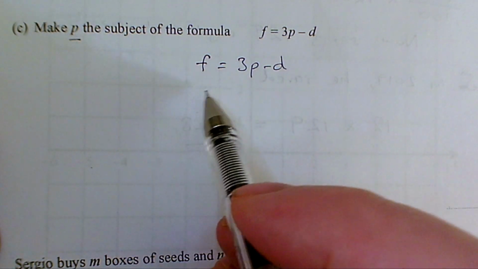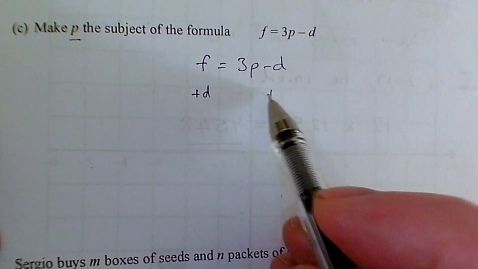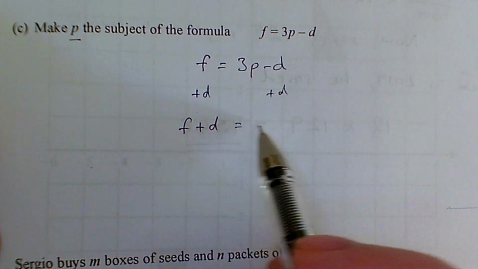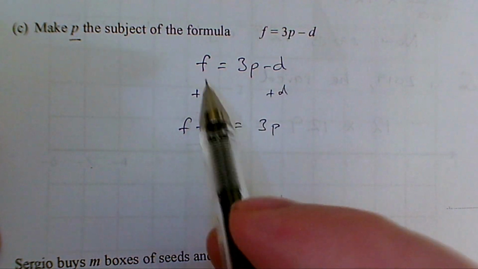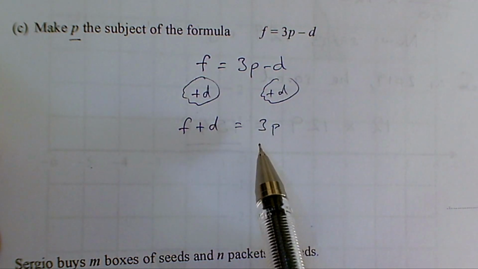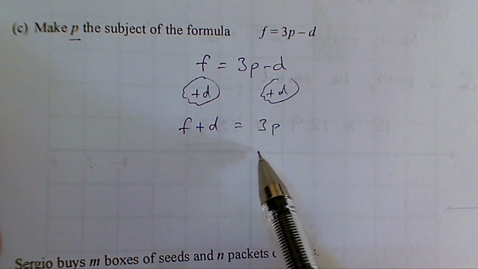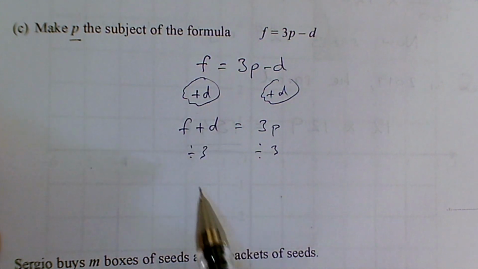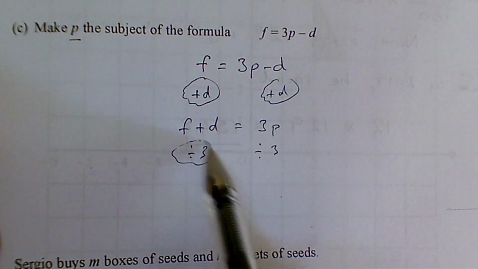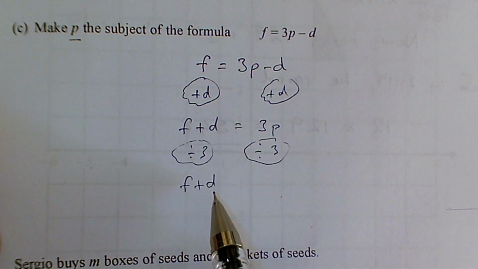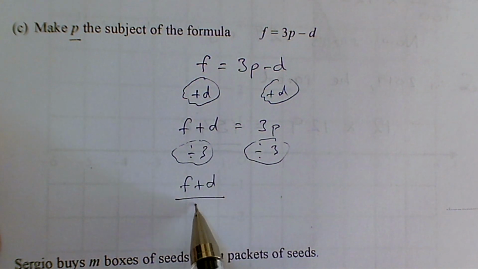Okay? Right, so we've got to make p the subject of the formula here. So that d is on the wrong side, so I'm going to add d to both sides, that's my idea, okay? And that means I'm going to get f plus d on one side equals 3p. So it's already starting to look a little bit better. But I don't want 3p, I want to have 1p. So how do I get to that? I need to divide both sides by 3. That's my second idea. So I'm going to have f plus d divided by 3 equals p. Rhymes, there we go.